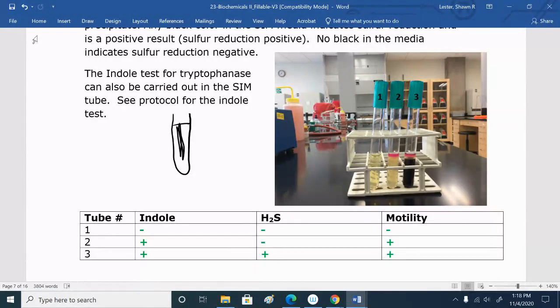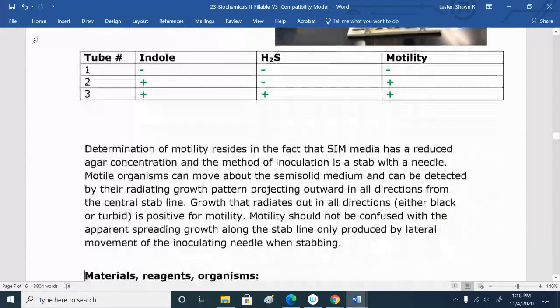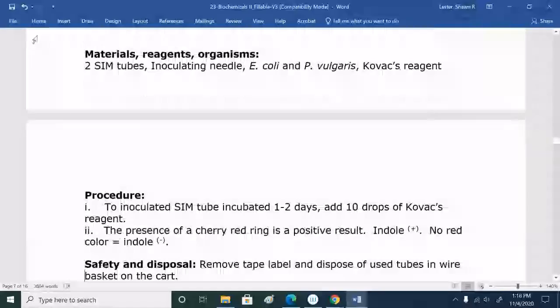So any questions on SIM? We would normally do this in class with just two organisms, E. coli and Proteus vulgaris. We already know that E. coli is positive for indole, so we talked about that last time. Proteus is also positive for indole and positive for H2S, and they're both motile.